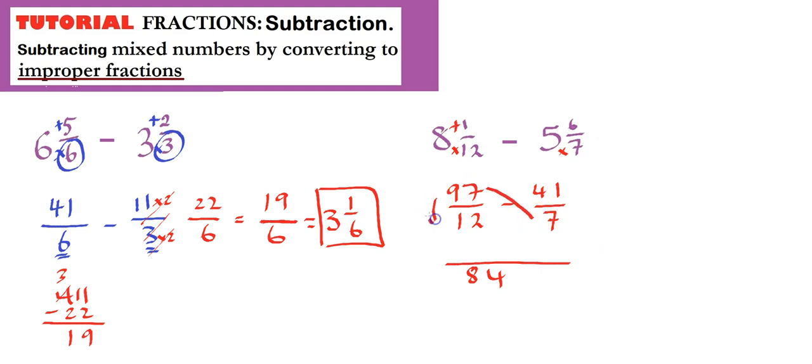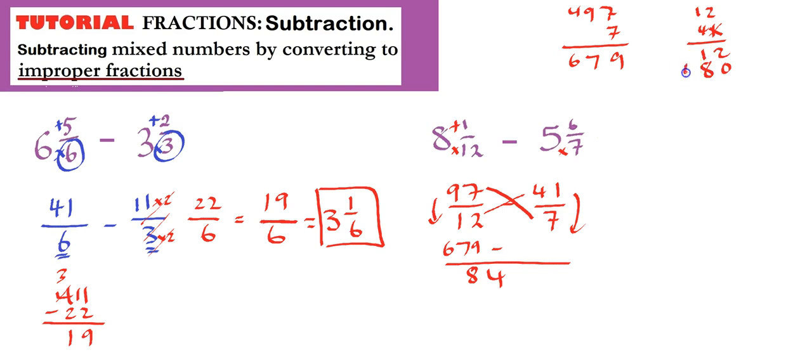So 7 times 97. Okay, so 7 times 7 is 49. 7 times 9 is 63, plus 4, 679. Minus. And on this side, it's 12 times 41. So 12 times 41. 4 times 2 is 8, 4 times 1 is 4. So it's going to be 492. Okay, so what is going to be the answer of that?